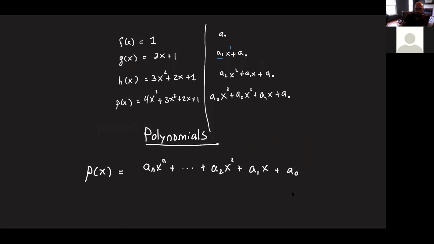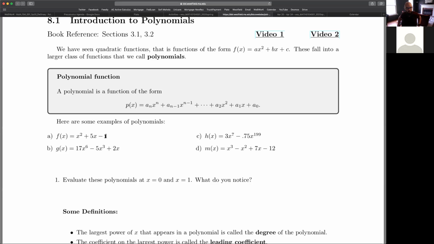Okay, so if we jump back over to our notes here, we can see that as this is written out, we have our coefficients here, numbers that are being multiplied by powers of x to the n, and we just add them all up.